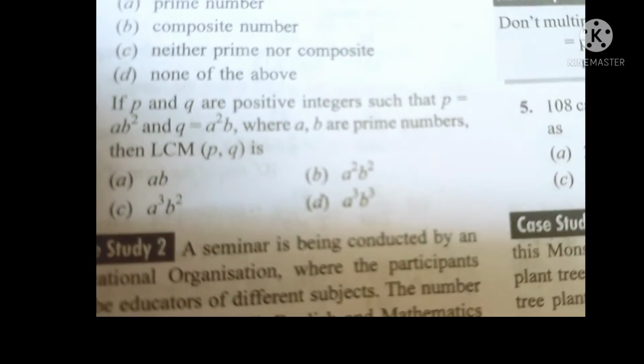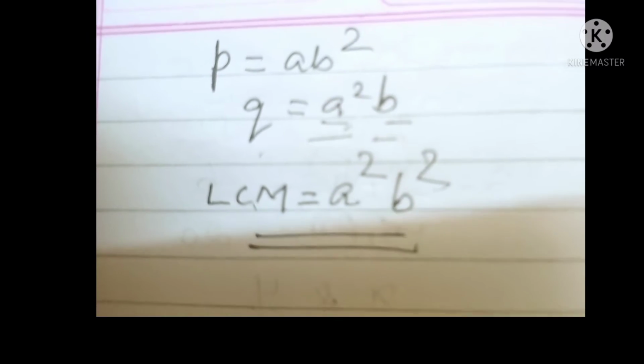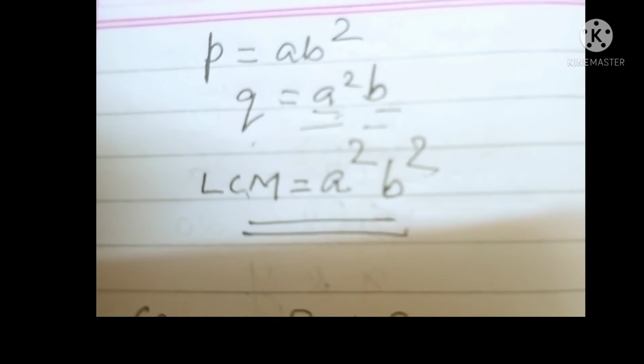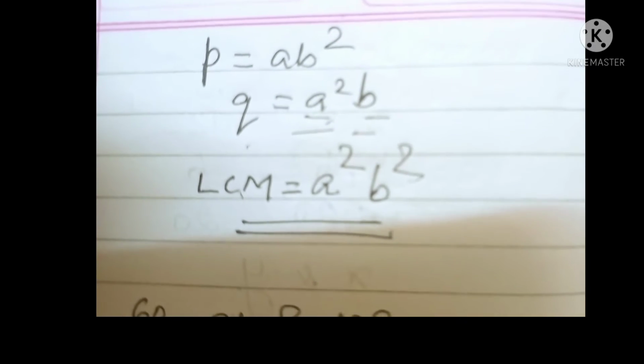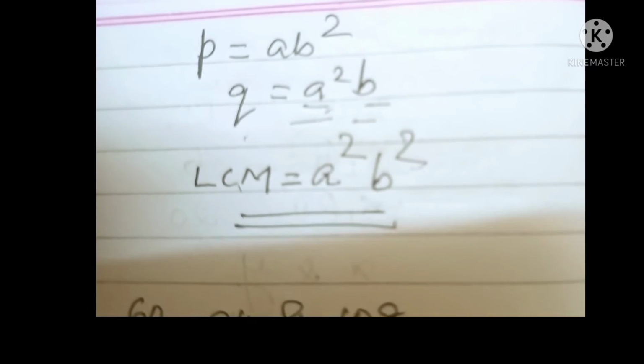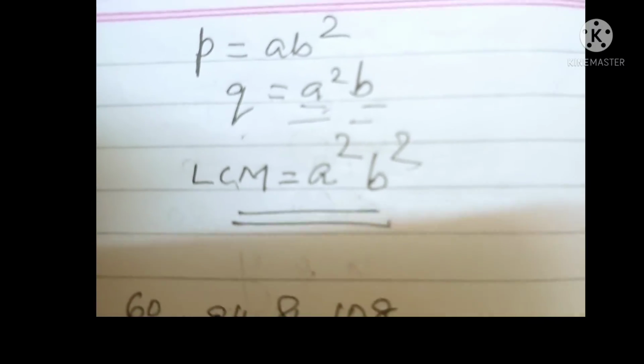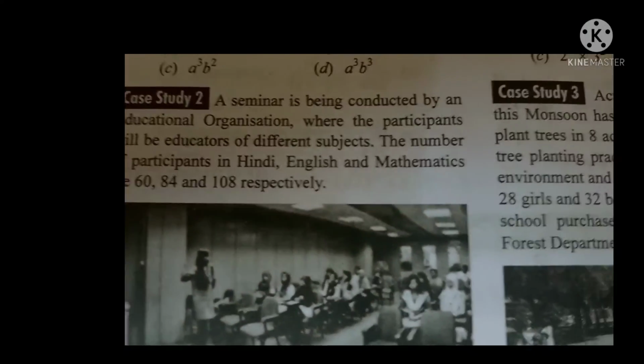Then next, P and Q are positive integers such that P is equal to AB square and Q is equal to A square B, where A and B are prime numbers. Then the LCM of P and Q. Here P is AB square and Q is A square B. Then what is the LCM? We want to write the highest power of A, that is A square, and the highest power of B is B square. So the LCM is A square B square. The next case study question.